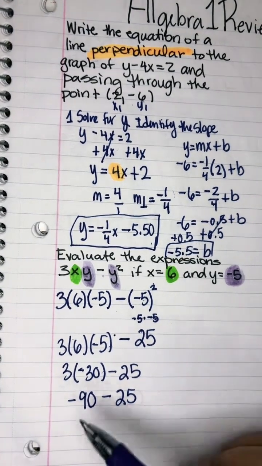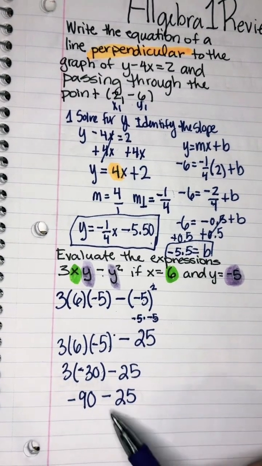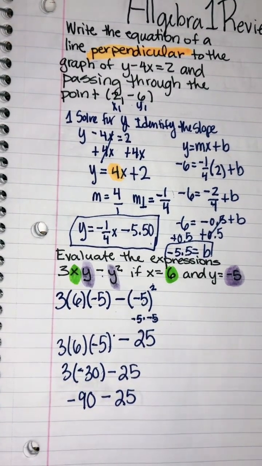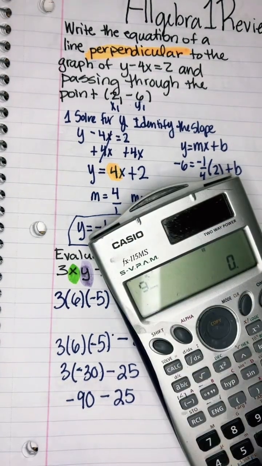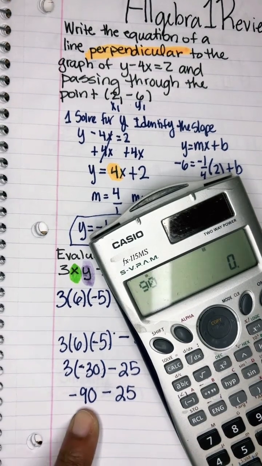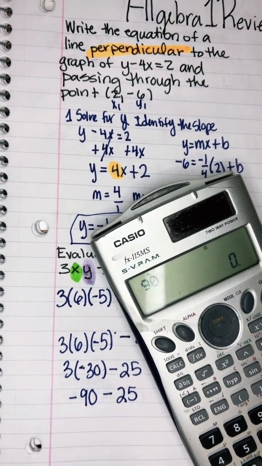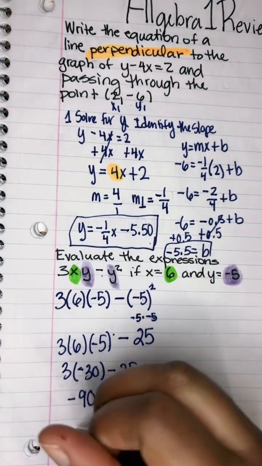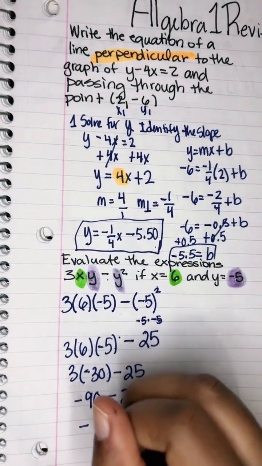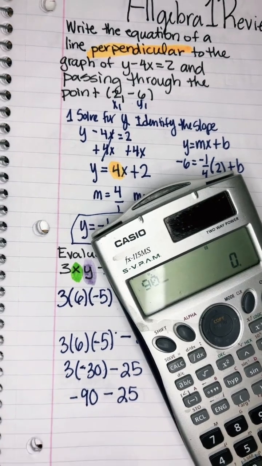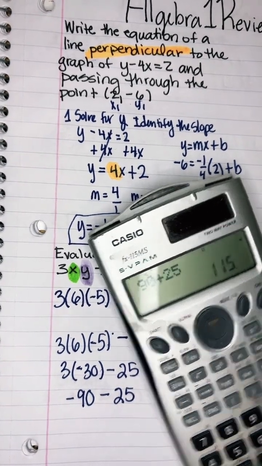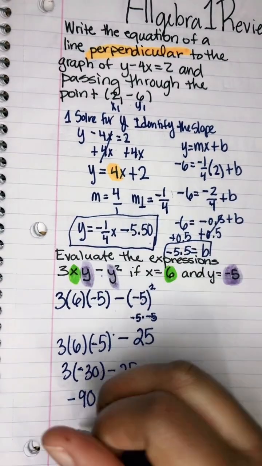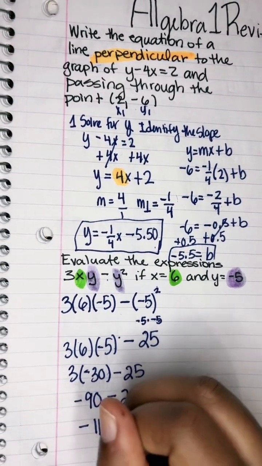Thank you, you guys. So -90 minus 25 is going to be, so let me see. 90. So somebody owes you $90. And they said, let me get 25 more. So we just add them. So they will owe you $115.